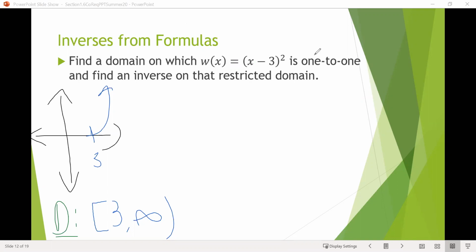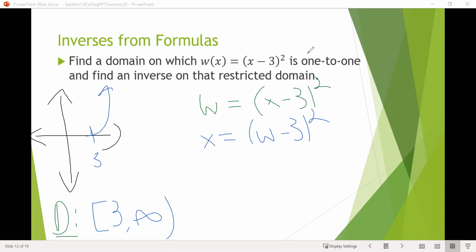Okay? So again, we're going to rewrite this as w equals (x minus 3) squared. Switch the inputs and outputs. So that we have x equals (w minus 3) squared now. All right. Then we have to solve for w.